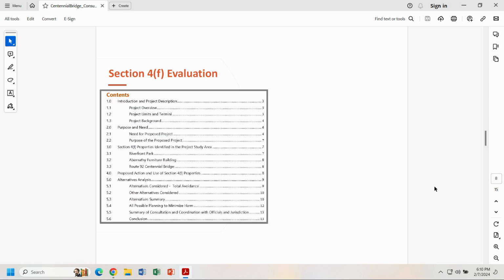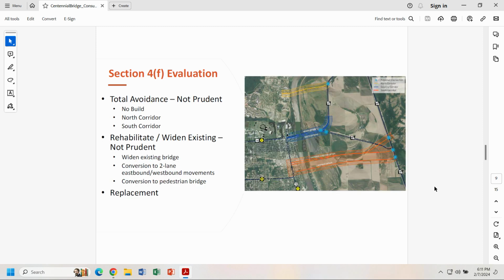As part of the Section 106 process, there's something called a Section 4(f) evaluation, which is part of the Department of Transportation Act that says you can't impact historic sites unless you can prove that there was no alternative to doing so. And so we've also been working on and have completed a Section 4(f) evaluation. And I'm going to summarize the results of that right now.